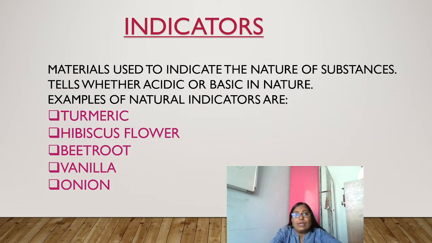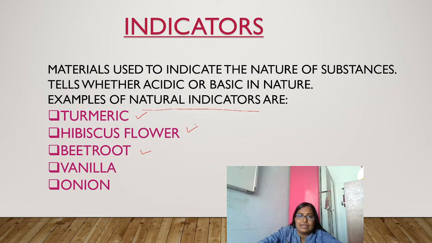Now let us have a look at the indicators which will be able to identify the acids and bases. There are some materials which used to indicate the nature of substances, whether they are acidic or basic in nature. Here I am giving you some examples of natural indicators. You can see turmeric is a natural indicator. Hibiscus flower is a natural indicator. Beetroot is a natural indicator. Along with that, vanilla, onion, etc.